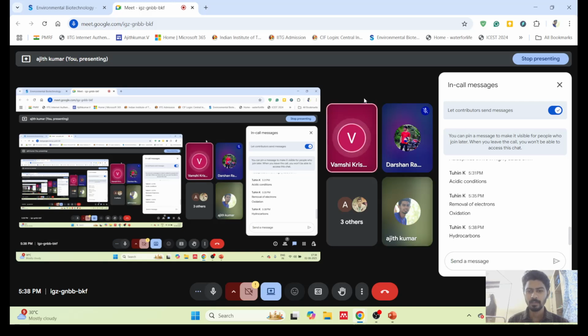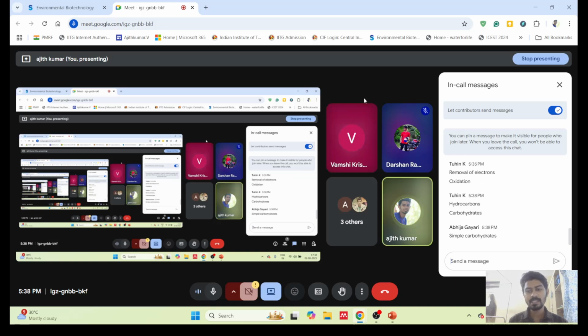Sugars are also a type of biomolecules only, sir? Yes, it is a biomolecule. Simple carbohydrates. Yes, Abhija. It's one of the biomolecules. Can you list some of the other biomolecules? Sir, carbohydrates, proteins, lipids, and fats, sir. Yes. Correct, Vamsi. So, one example for carbohydrates? Yes, glucose. It is a simple sugar.